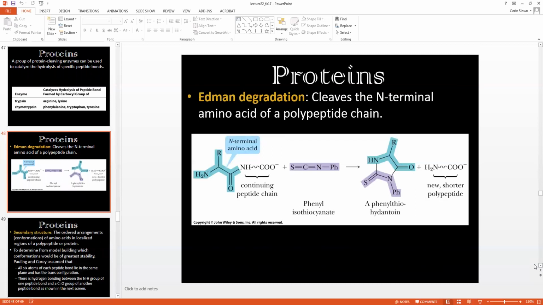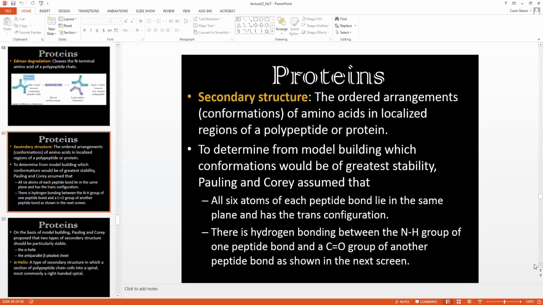You also need to be familiar with the Edman degradation. This is what cleaves the N-terminal amino acid of a polypeptide chain one by one. You don't have to know the mechanism in this case, but you need to be familiar with the idea that you can do analysis on proteins to have an understanding of their primary structure. The secondary structure of proteins is the ordered arrangements or conformations of amino acids in localized regions of a polypeptide chain.